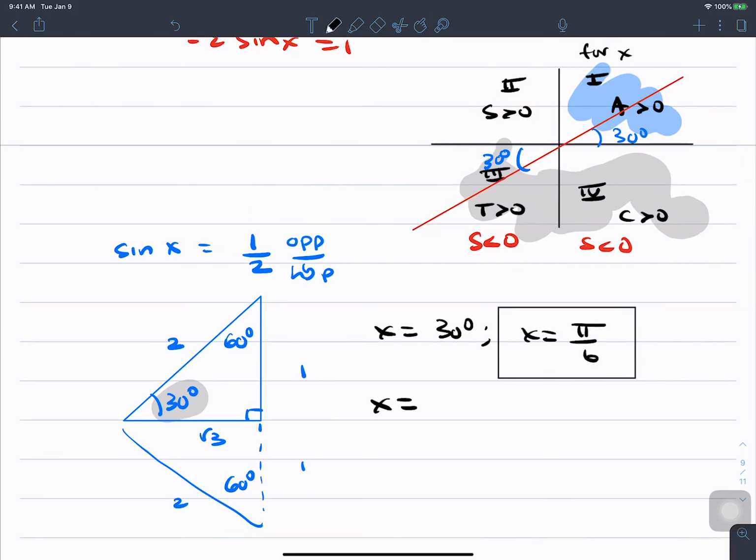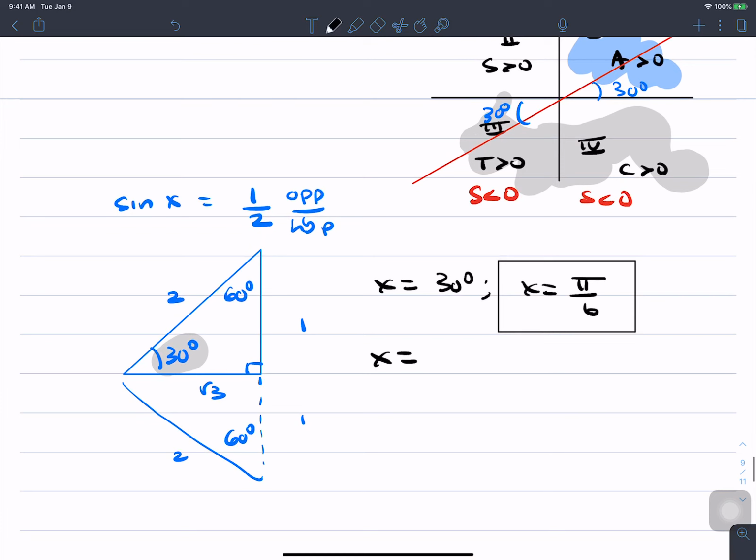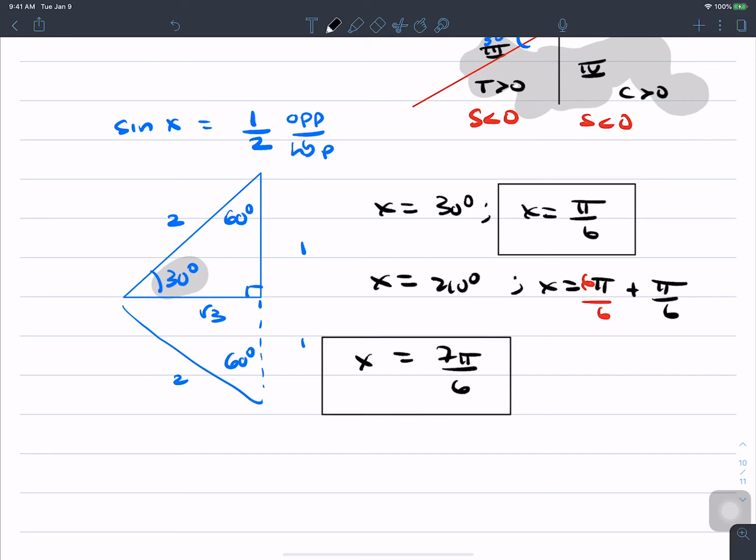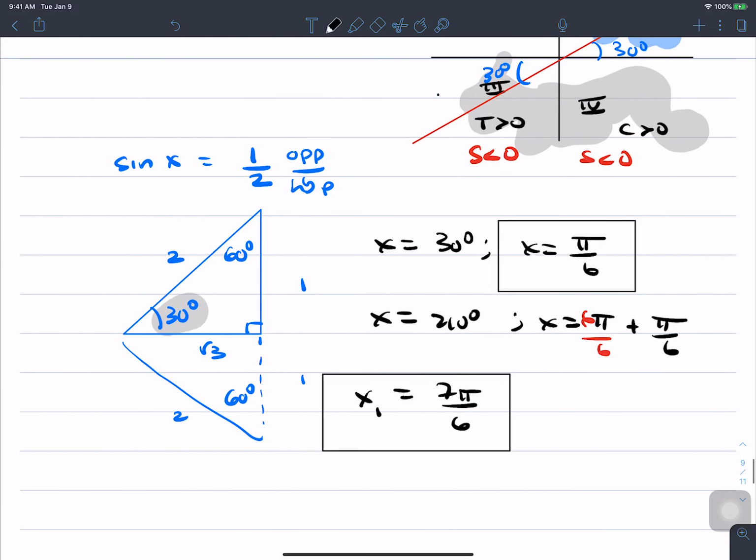So x will be, as an angle, looks like 180 plus 30, 210 degrees. Or you say x will be pi plus pi over 6, which gives you 6 pi over 6 plus pi over 6, and I'll say x will be 7 pi over 6, ladies and gentlemen. Now that's only one solution from 0 to 2 pi. So I'll call that x1. That's the quadrant 3 angle solution.